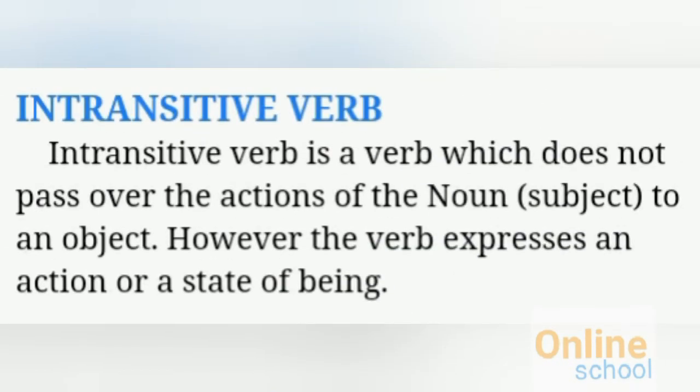Now, intransitive verb. An intransitive verb is a verb which does not pass over the action of the noun, that is the subject, to an object. However, the verb expresses an action or a state of being. So we can say intransitive verbs are action verbs that always express double activities. They are different from transitive verbs because there is no direct object following an intransitive verb.